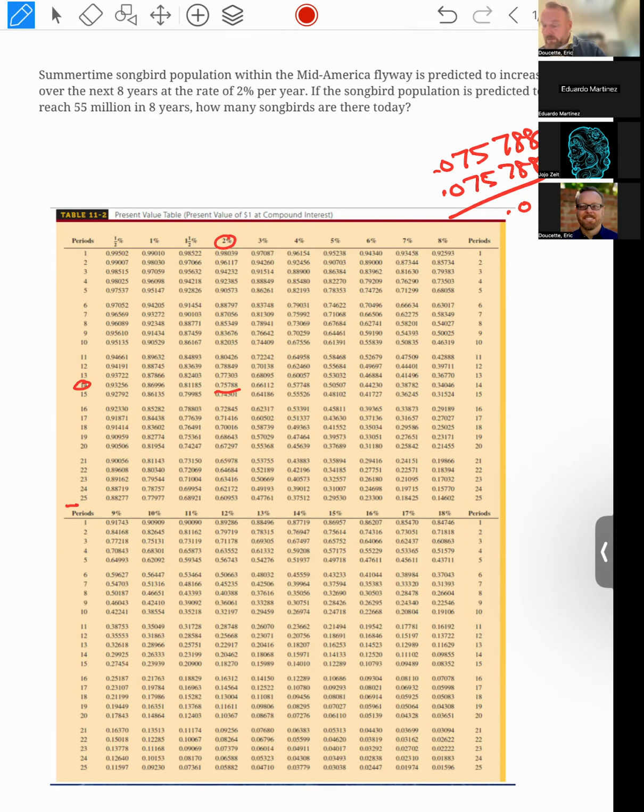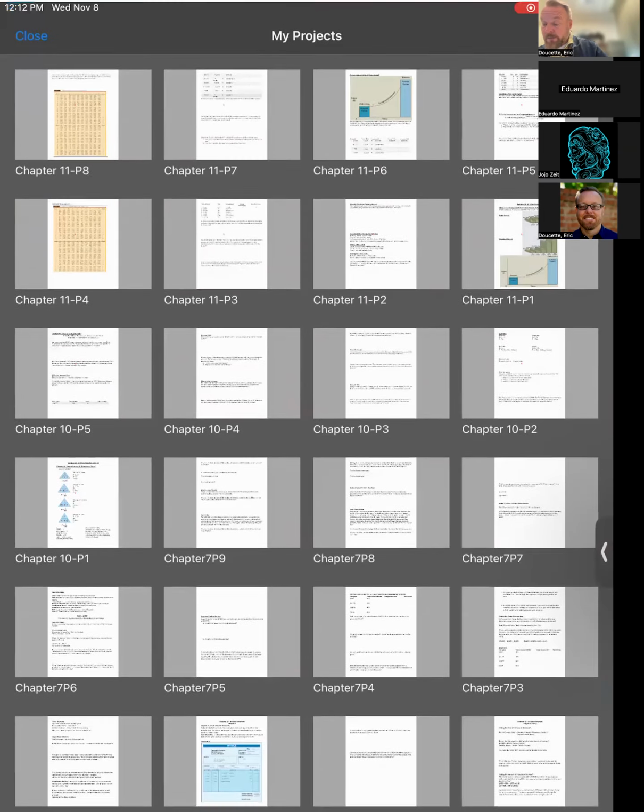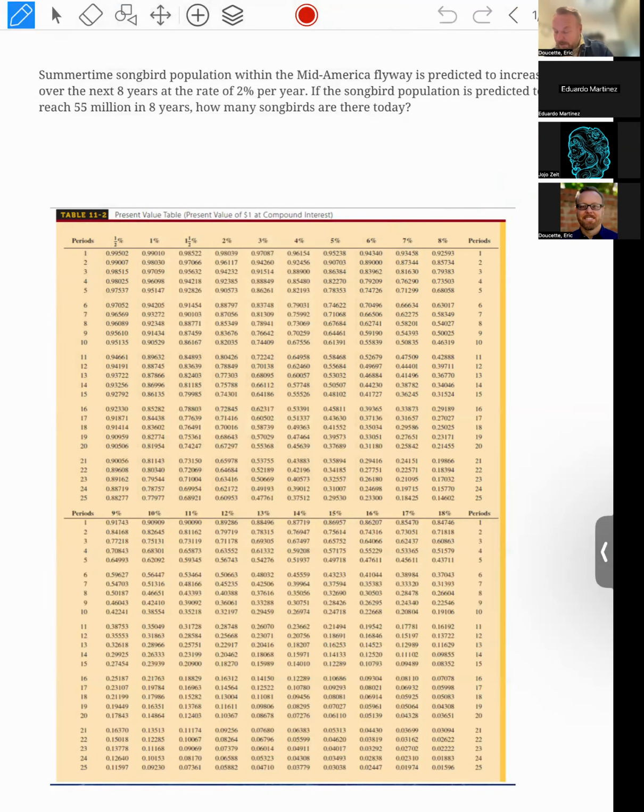0.075788. Oh, I used the wrong table. Figured something was wrong here. I'm using table 11.2 for present value. Sorry about that. I need to use table 11.1. I thought something went wrong. So 14, 2%. I thought it looked too small.